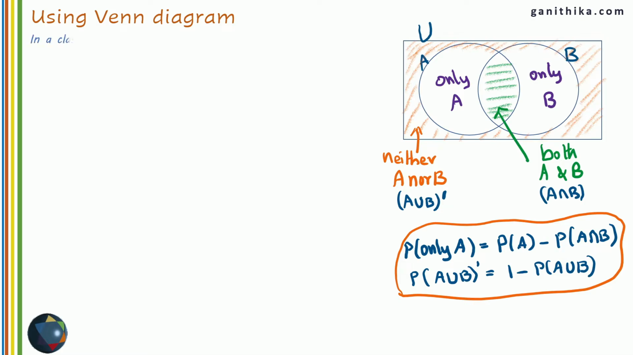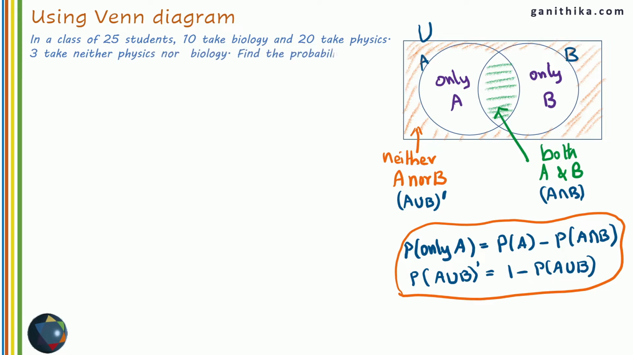So let's go to the example now. Copy this example in your notebook, pause the video and try to do this using your Venn diagram knowledge. In a class of 25 students, 10 take biology, 20 students take physics. 3 take neither physics nor biology. This is the most important part of the question. Find the probability that a student selected at random takes, number 1, biology only, number 2, both biology and physics. So you need to find the probability of biology only, and the probability of biology and physics, which is B intersection P.